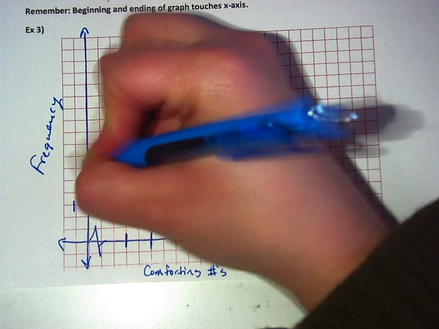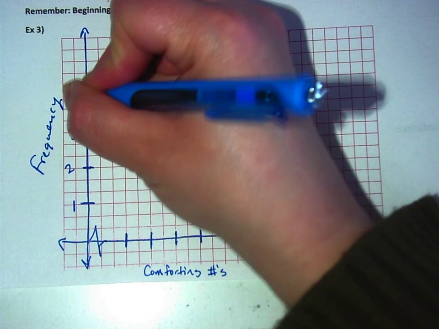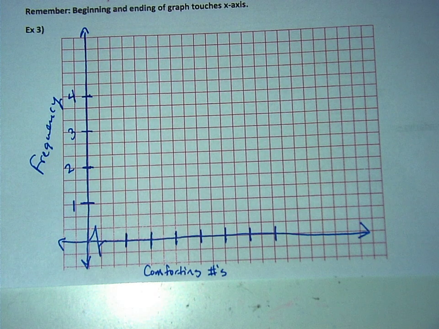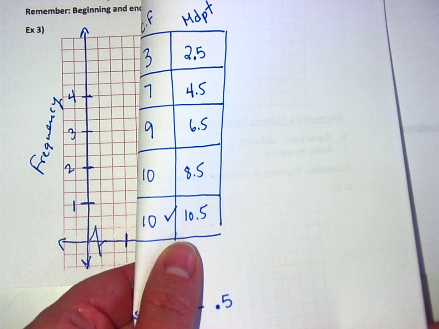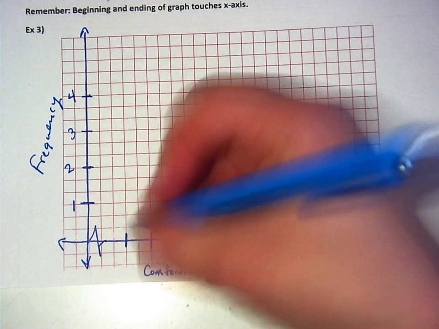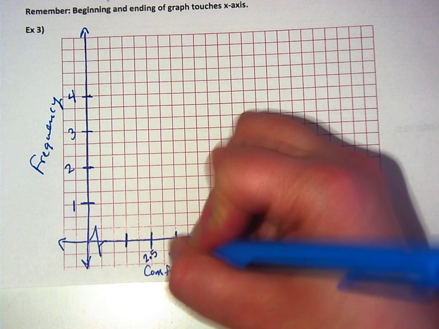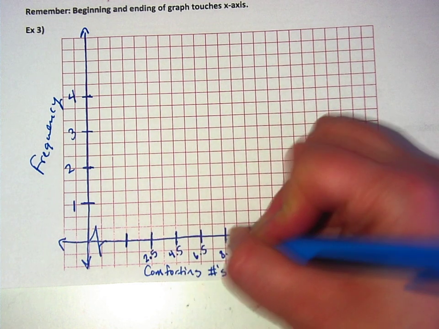Which means we're going up to 4 over here. If I look back at my midpoints, they were 2.5, 4.5, 6.5, etc. I'm going to start at the second tally and write 2.5, 4.5, 6.5, 8.5, 10.5.